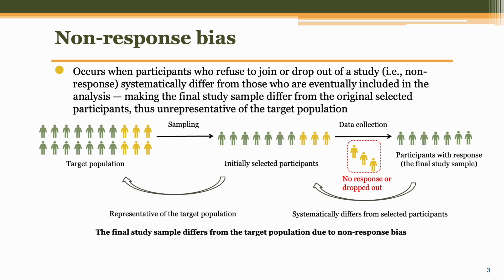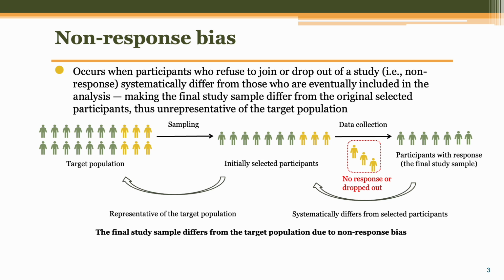Non-response bias occurs when participants who refuse to join or drop out of the study systematically differ from those who are eventually included in the analysis, making the final study sample differ from the original selected participants, thus unrepresentative of the target population.